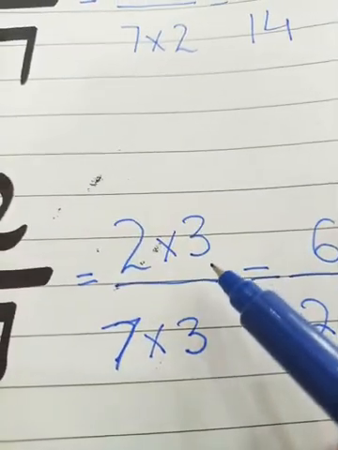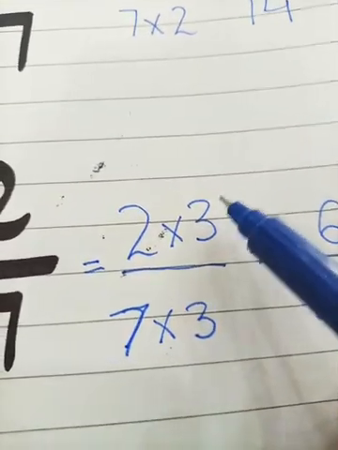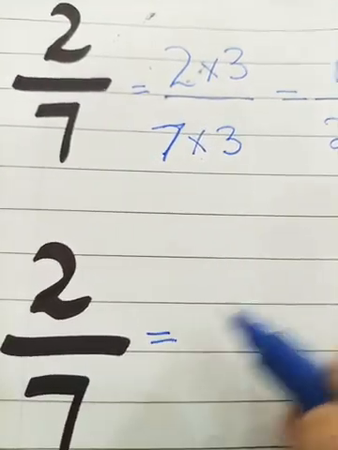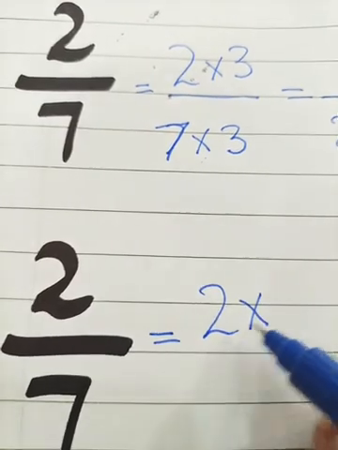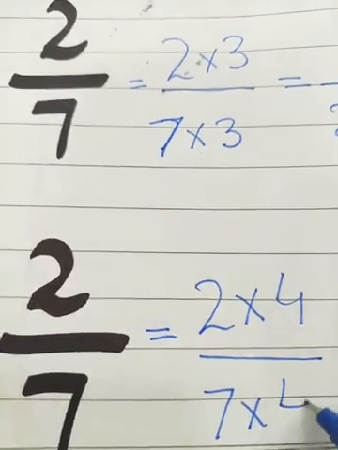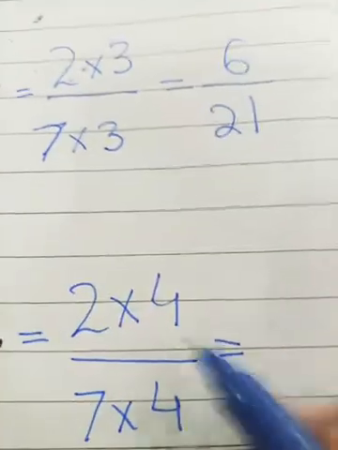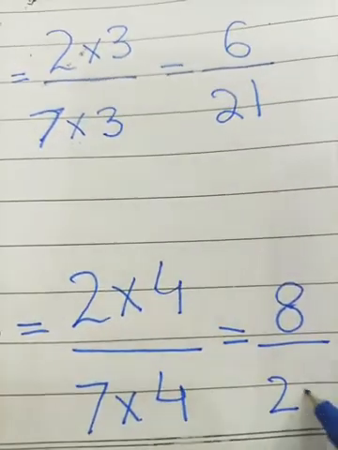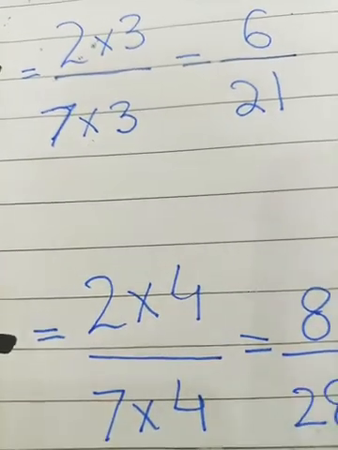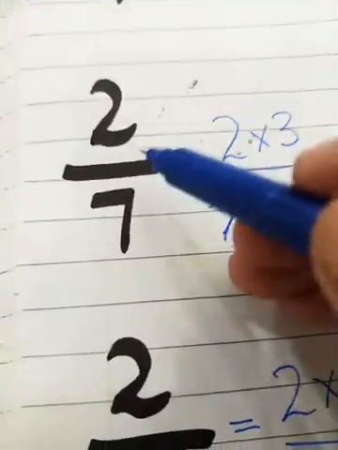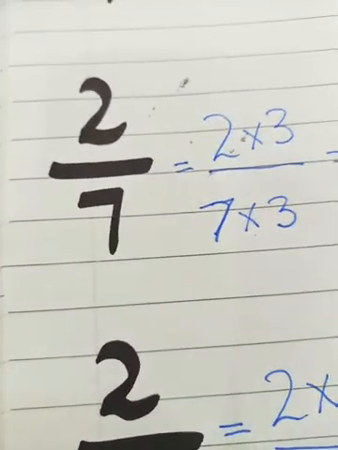Here I have multiplied with the 3. Let's do this multiplication with the number 4. Here I am multiplying this 2 by 7 with the number 4. The numerator is multiplied with the number 4 and the denominator is also multiplied with the number 4. Now look at this students, 4 2s are 8 and in the denominator 7 4s are 28. So dear students, this 8 by 28, 6 by 21, 4 by 14 or the fraction 2 by 7, these are all the equivalent fractions.